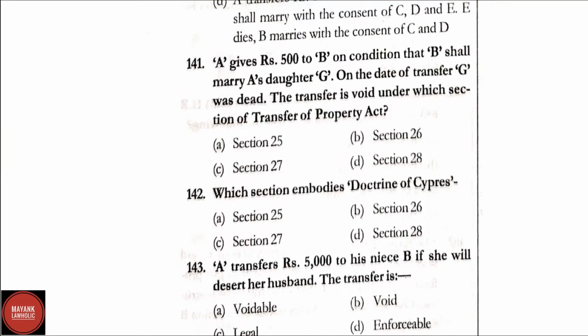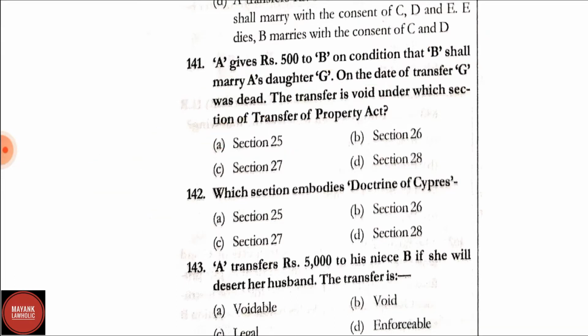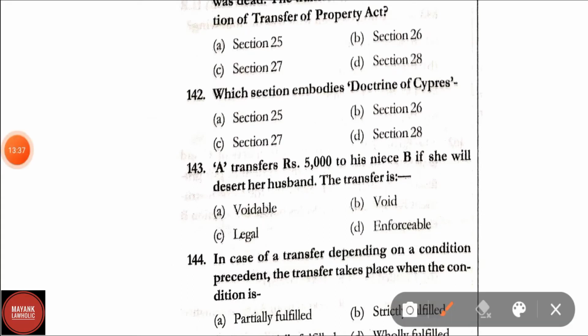Question number 141. A gives rupees 500 to B on a condition that B shall marry A's daughter G. On the date of the transfer, G was dead. The transfer is void under which section of the TPA? Here the correct answer is option A, that is section 25 of TPA. Question number 142. Which section embodies the doctrine of cy-pres? Options are section 25, section 26, section 27, section 28. Correct answer is option B, that is section 26.